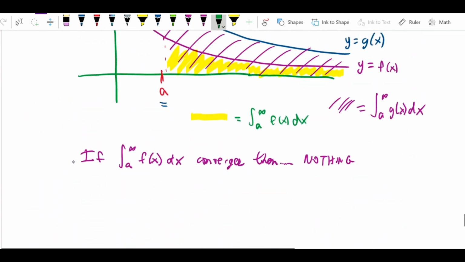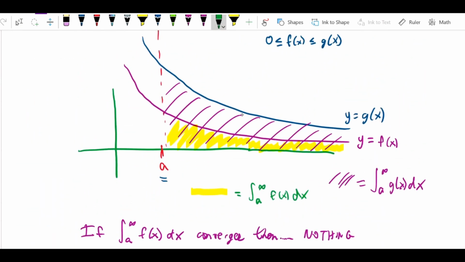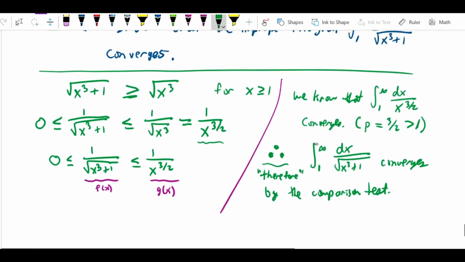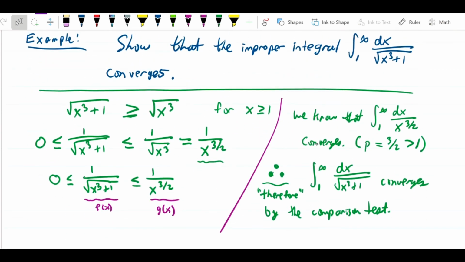So the picture that applies was this one. 1 over x to the 3 halves was the blue function, and 1 over square root of x cubed plus 1 is the purple function. If the blue function adds up to a finite number, which we know it does because of the p integral property, we know that the purple one has to also. So we have now proven something, the same way that you prove something in geometry with the SAS postulate.